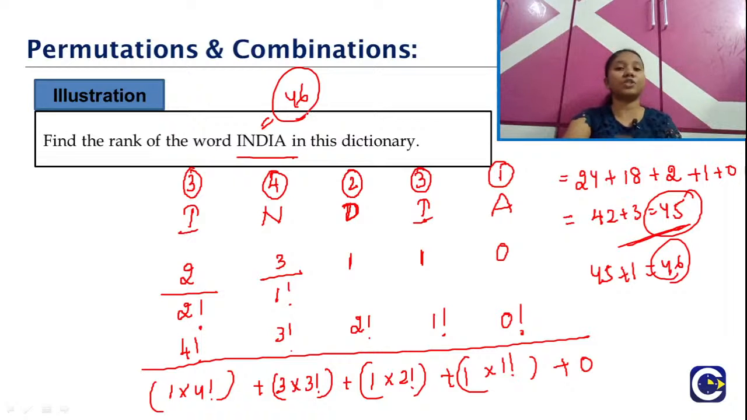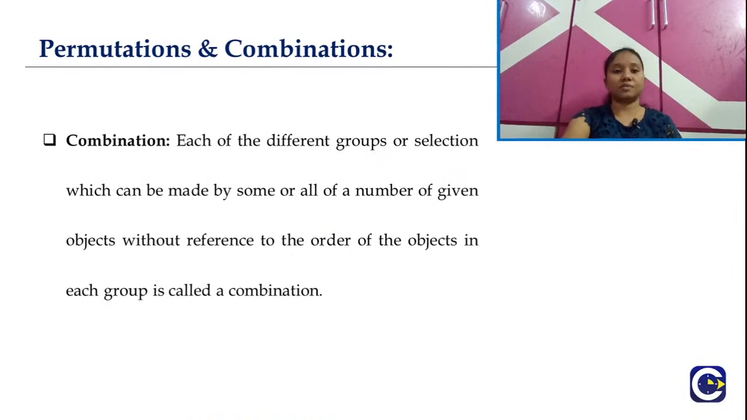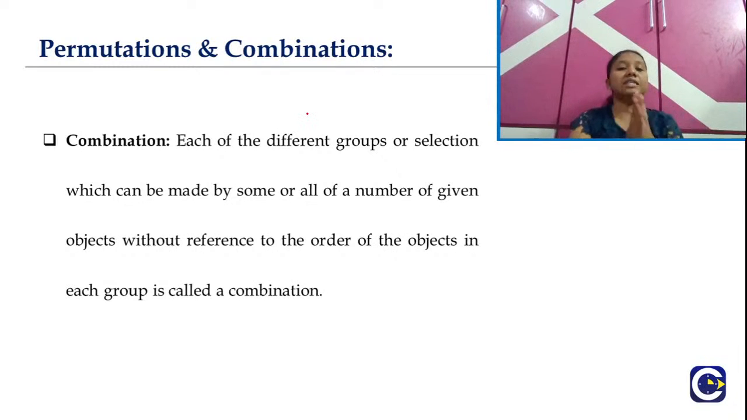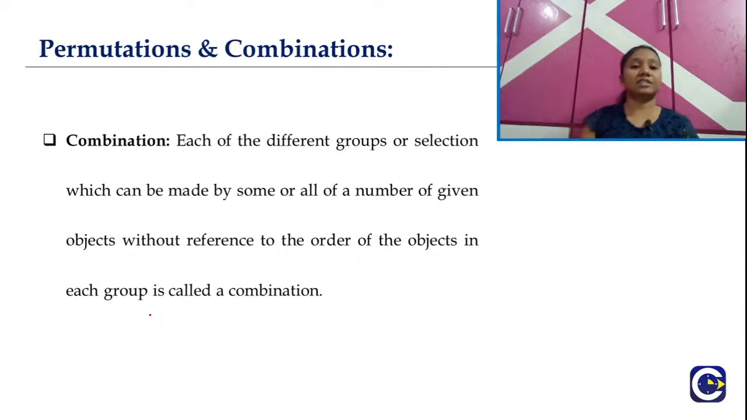permutation. So now we are going to enter into the combinations. So first let's see the quick definition of what is this combination, right? So each of the different groups or selection which can be made by some or all of a number of given objects without reference to the order of the objects. So as I mentioned while we are discussing the permutations in detail, I have mentioned that the order of the objects is very important, and that is reference, right?